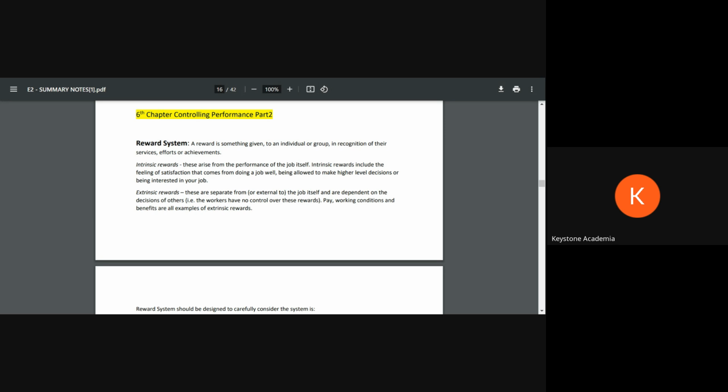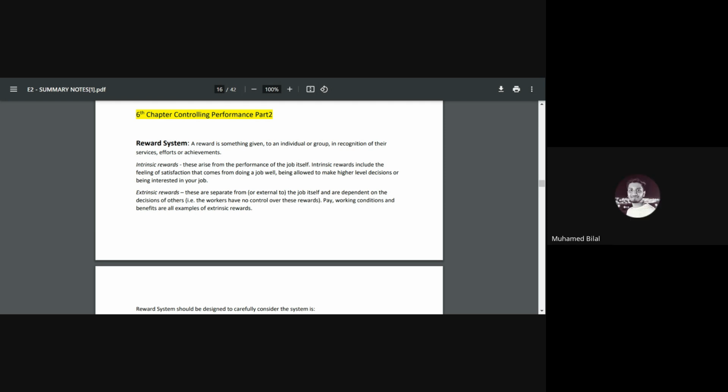For example, say a software developer launches a new app, they feel a sense of accomplishment. That is an intrinsic reward because they'll be working on it for months. Whereas an extrinsic reward is, for example, a sales rep receiving a commission for exceeding their sales target for the month. Do you guys understand the difference between intrinsic and extrinsic?